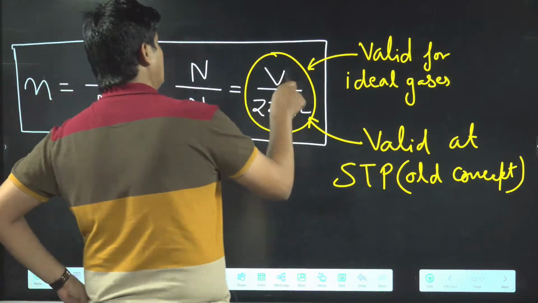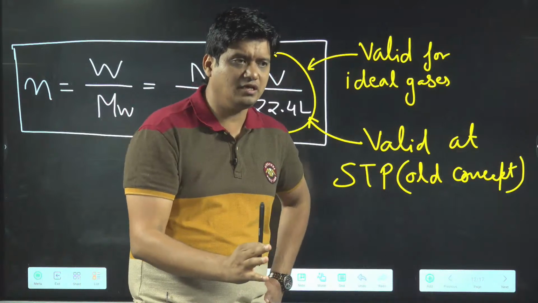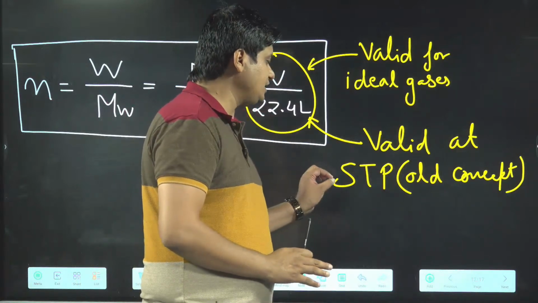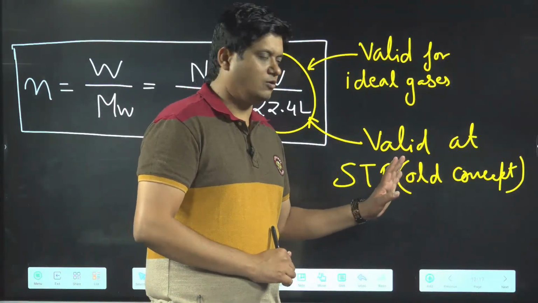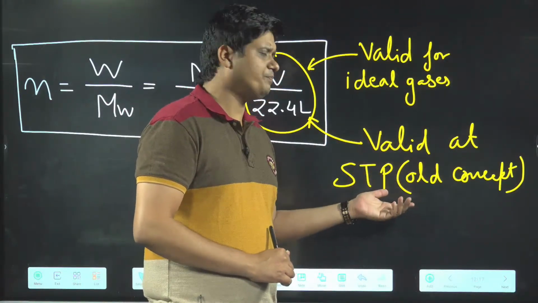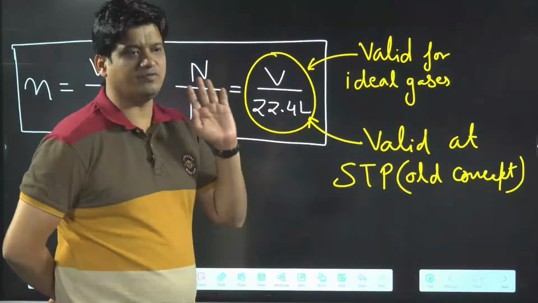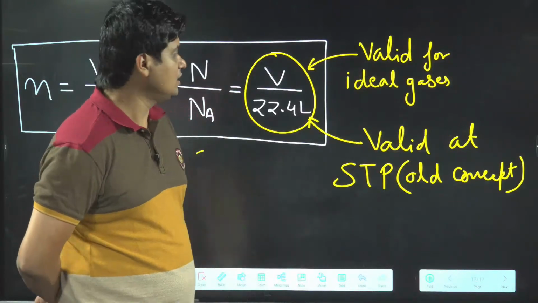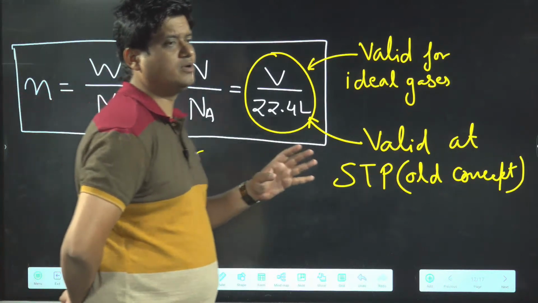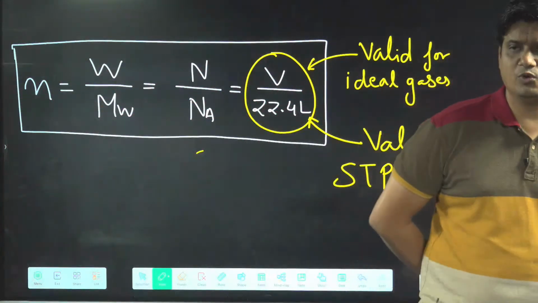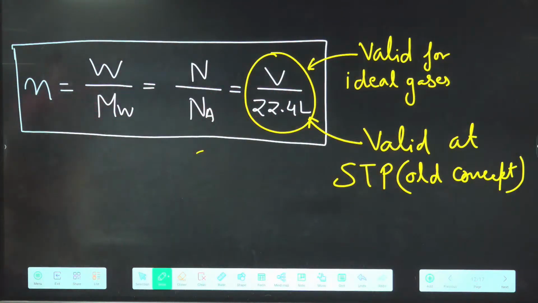So this third formula, V upon 22.4 liter, is valid for ideal gases only and valid at STP, and this is according to the old concept of NCERT, the old concept of STP. But you can apply this formula for the new concept also, just for solving the numericals only. Okay. Now please note down this, and after that I'll give you some questions to make you perfect. The more questions you do, the more perfect you become. Okay, so please note down.